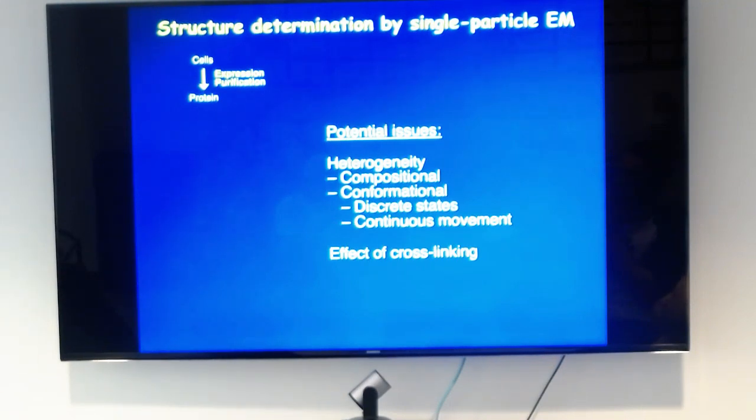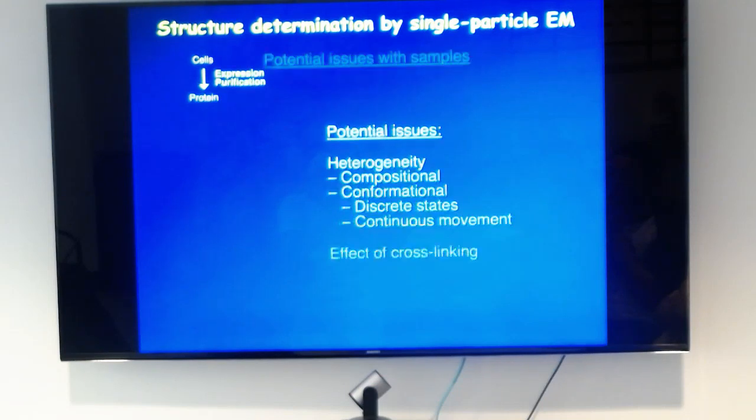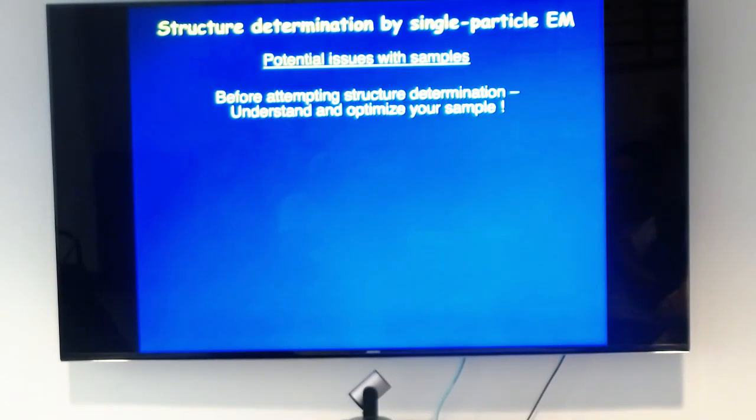A lot of people use GraFix, which is really a great method, or on-column cross-linking, or just in-bulk cross-linking. It's a very useful thing to do, but the thing is, when you do it, you have to think about what you're doing, and you have to make sure that it doesn't affect the structure of your protein. And I will give you an example about this.